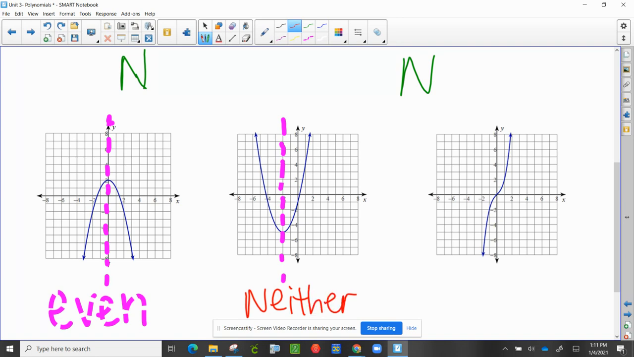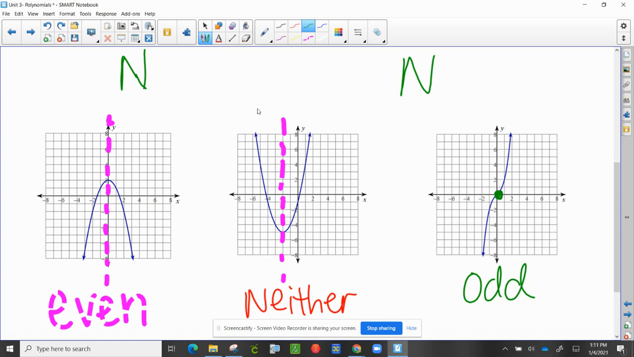Okay, and let's look at that last graph. We have a kind of swooshy graph here. So that's telling me the function could be odd, but in order to be odd, it must pass through the origin, which this one does. So we would say that that is an odd function.